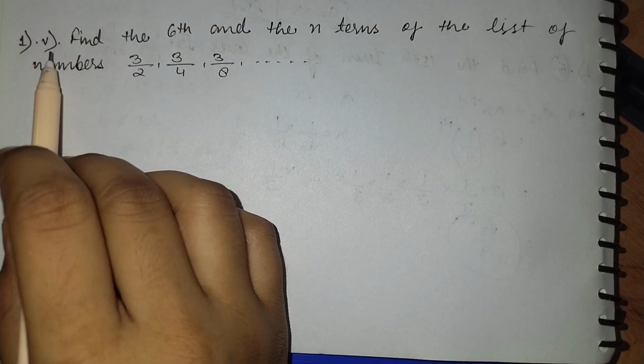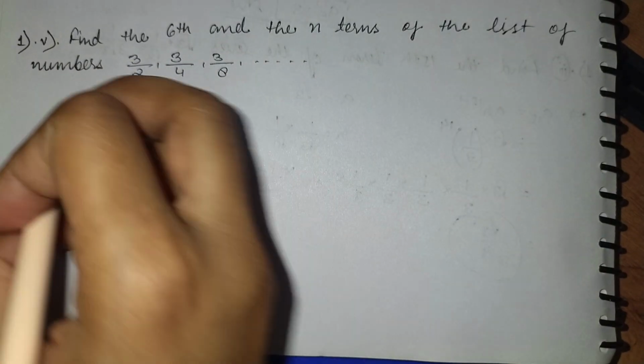Now let us solve question number 1 fifth part. Find the sixth and nth term of the list of numbers.